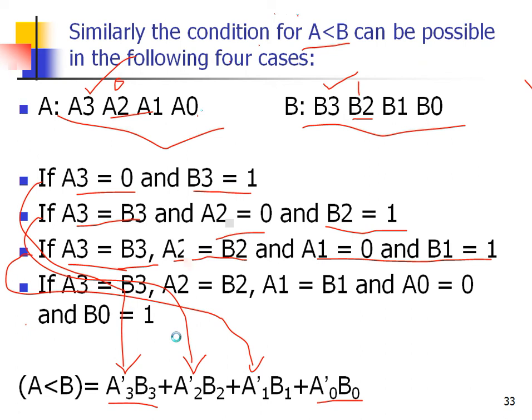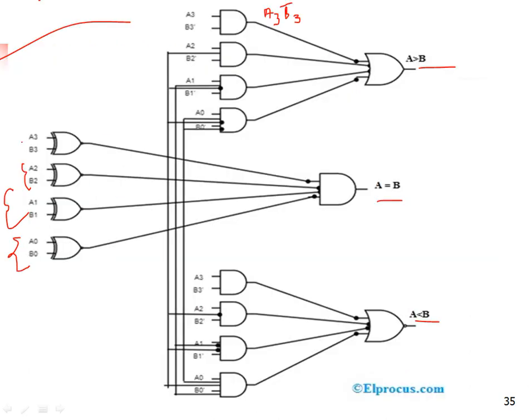Similarly, we draw the logic diagram for A less than B, and similarly for A equal to B. For A equal to B, exclusive OR is performed between the bit operations of A0 B0, A1 B1, A2 B2 and A3 B3. These are the cases. Similarly, for an n-bit comparator we can choose n bits, frame this logic equation, and draw the logic diagram.